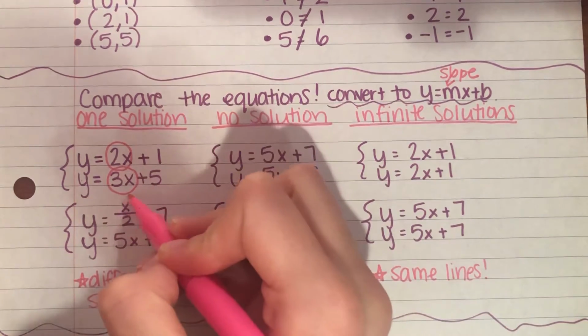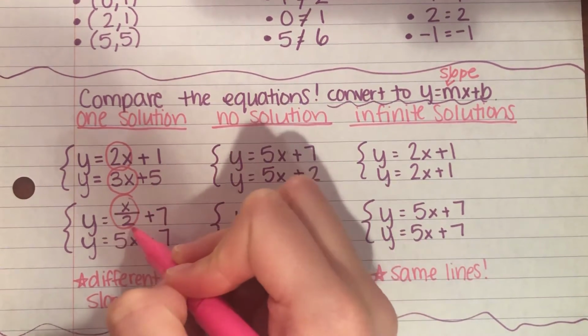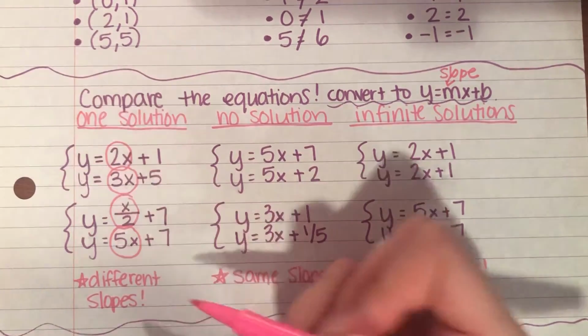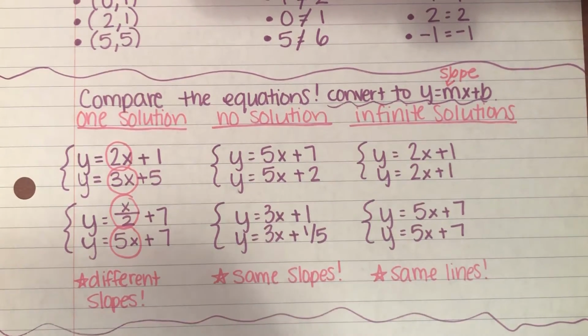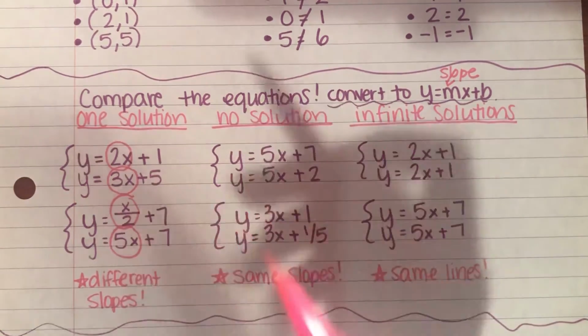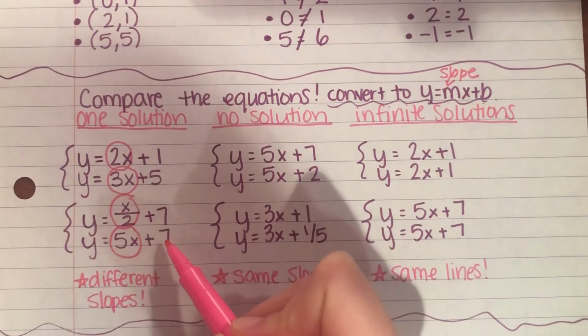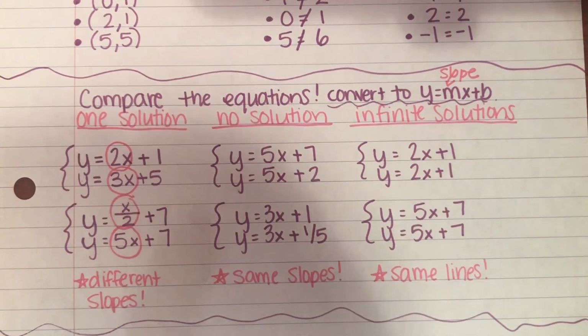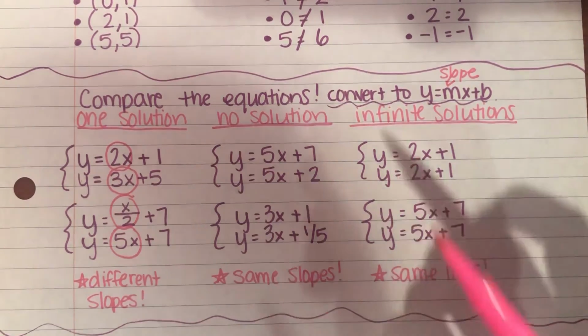In our second example, we have different slopes, so that means there's going to be one solution. Even though the y-intercepts are the same, that doesn't matter. They are both going to intersect at the y-intercept, but they're sloping at a different angle, which means that they will intersect in only one point.